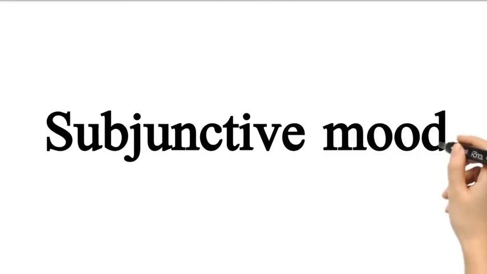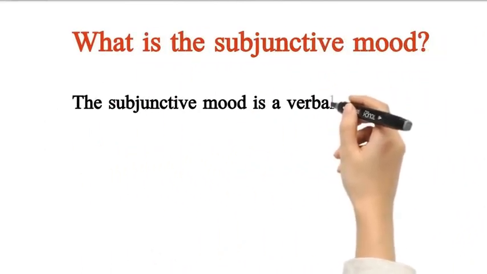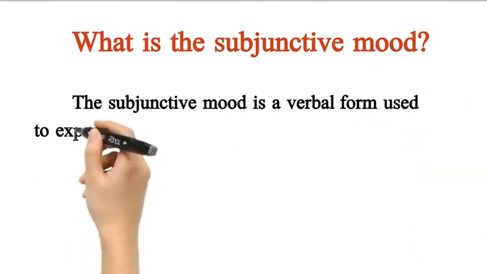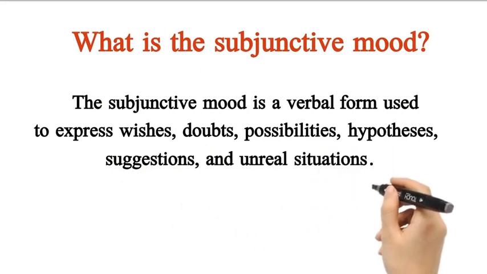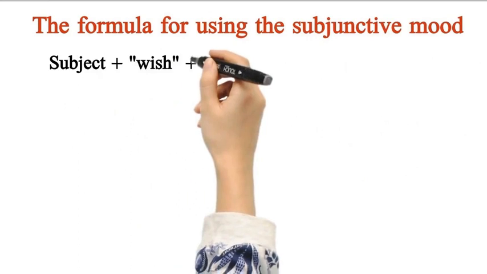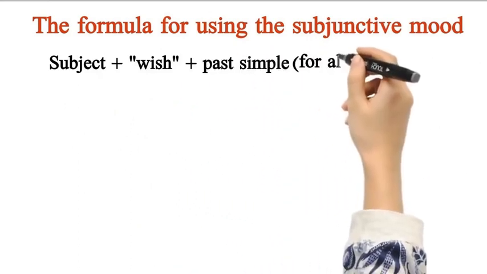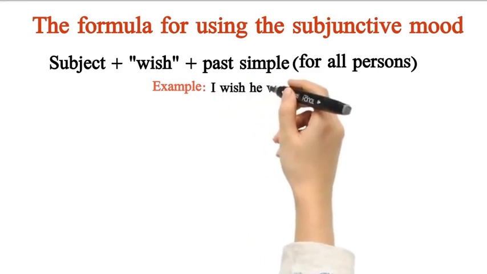Subjunctive mood. What is the subjunctive mood? The subjunctive mood is a verbal form used to express wishes, doubts, possibilities, hypotheses, suggestions, and unreal situations. The formula for using the subjunctive mood: subject plus wish plus past simple for all persons. Example: I wish he were here.